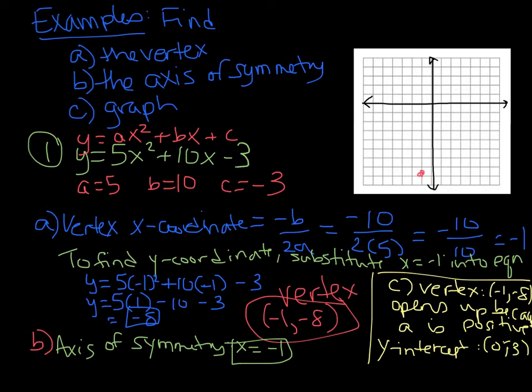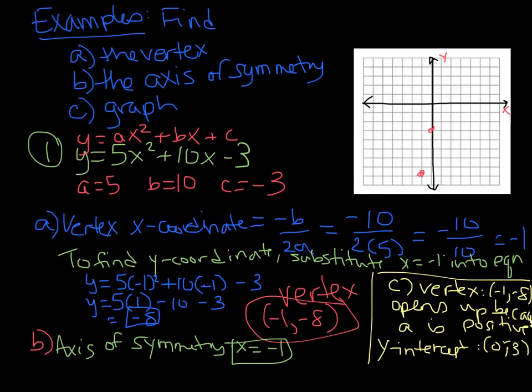So I'm going to start with my vertex. The next thing I have is my y-intercept, which is all the way at 0, -3. Remember, this is my y-axis, the vertical one is.